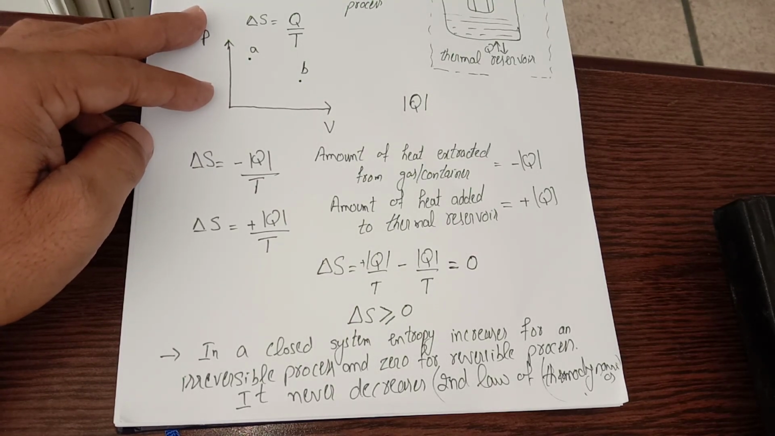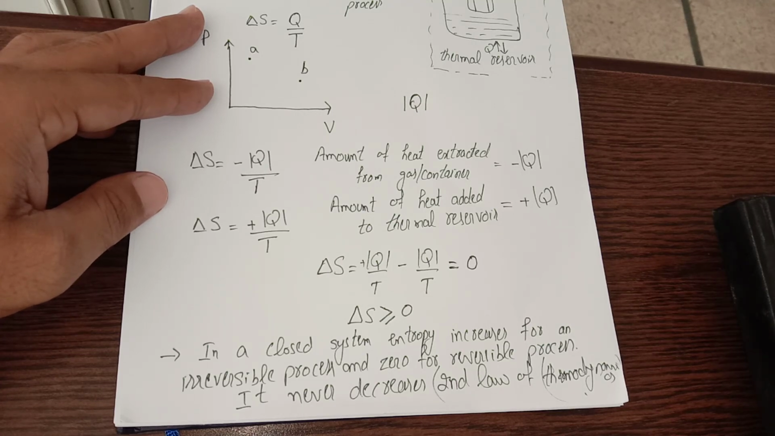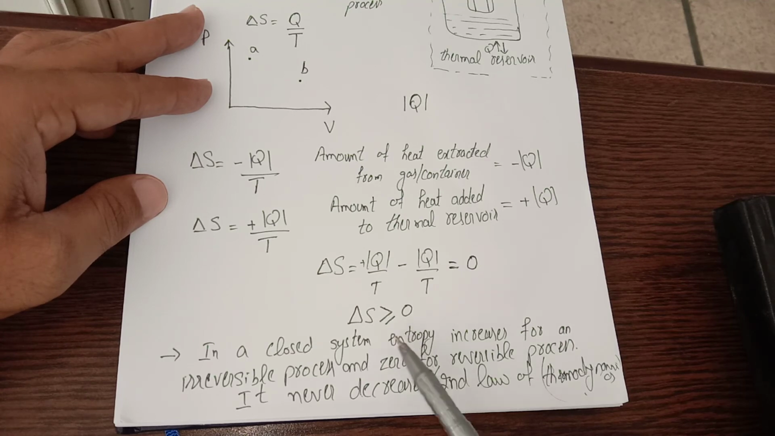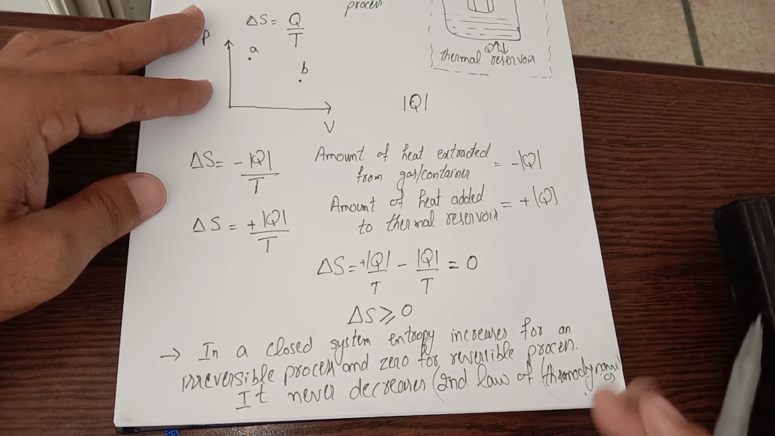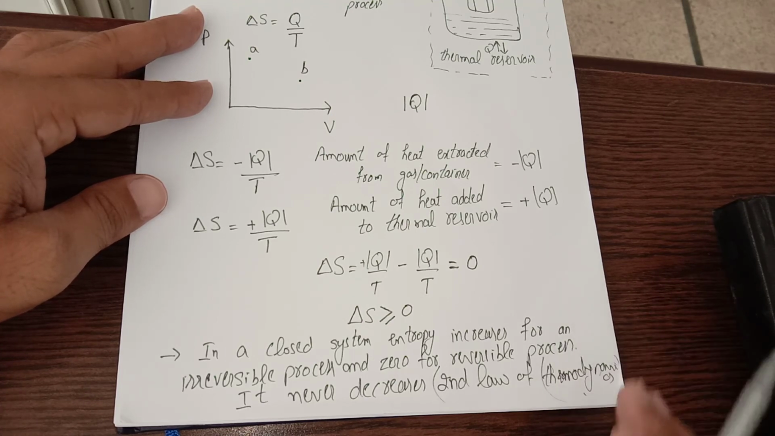However, in the real world, almost all processes are irreversible to some extent because of friction, turbulence and other factors. So the entropy of a real closed system undergoing a real process always increases. Processes in which the system entropy remains constant are always idealization. So the concept of change in entropy equal to zero is an ideal case. In all real world processes, the entropy of the system always increases.